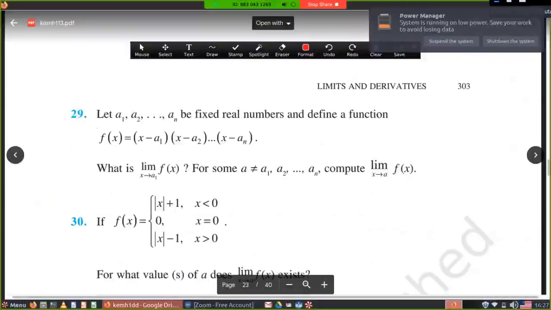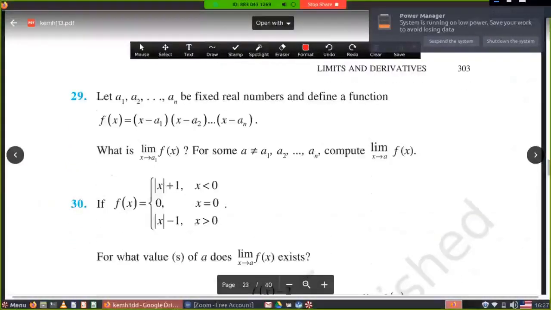Now in question number 29, you have to find the limit as x tends to a1. When you put a1 here, it means a1 minus a1, which becomes 0, and any number multiplied by 0 becomes 0. Or if you are calculating the limit as x tends to a, the function becomes a minus a1, a minus a2, and so on up to a minus an. Like this, you can do question number 29.